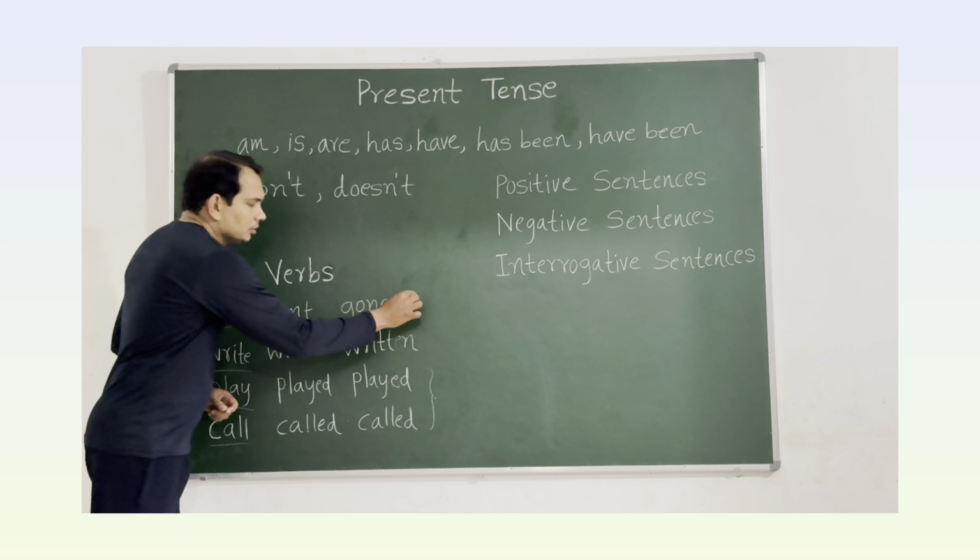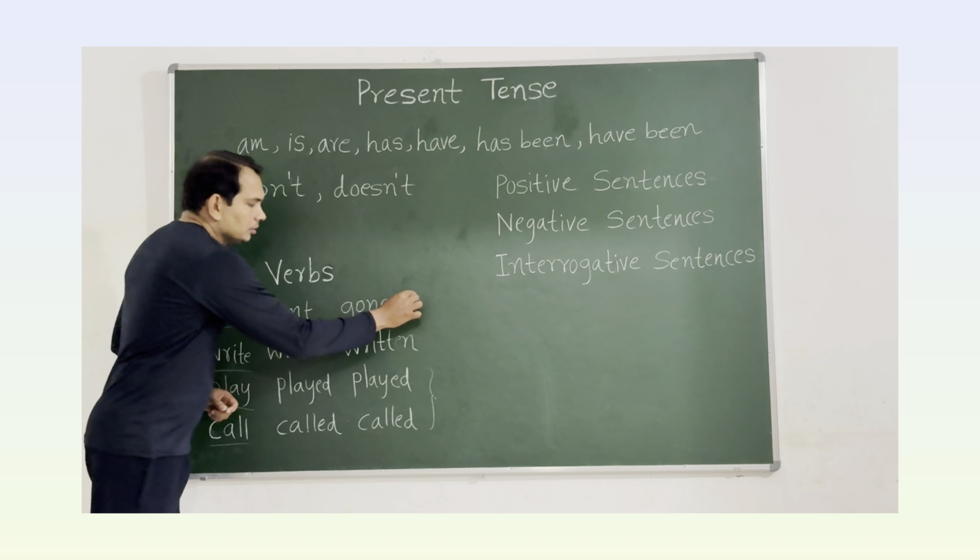It becomes plays. He plays cricket. In English, in the simple present tense, when we form sentences, we don't say he play cricket. It's wrong. We have to say he plays cricket. One more sentence here. He writes well.